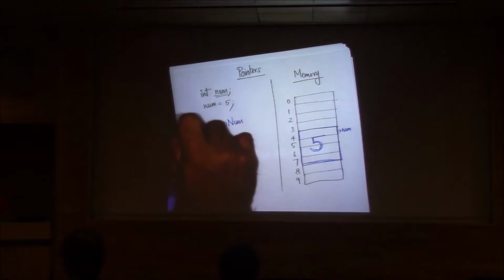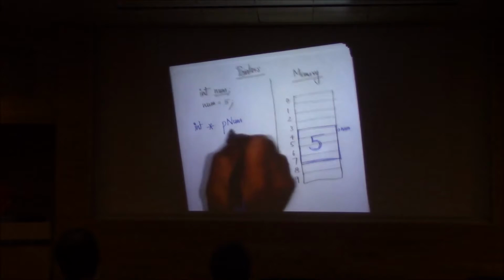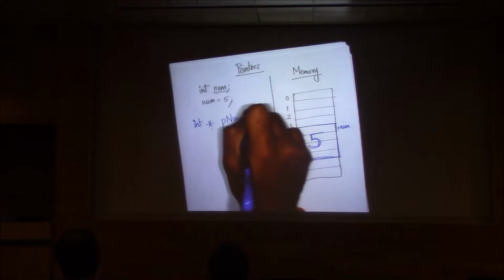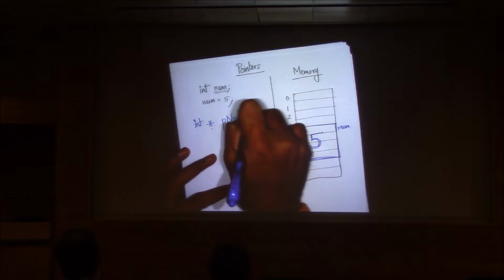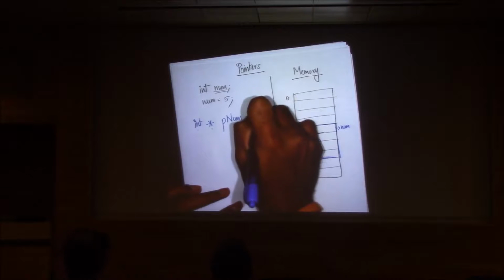You just write the type of the variable that it is going to point to like this, okay? So this particular line just says pnum is a pointer to an integer. And when you create this pointer variable, you can directly initialize it to the address of the variable num.